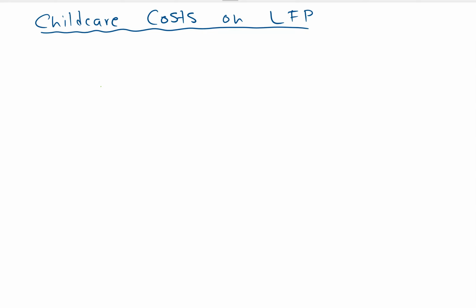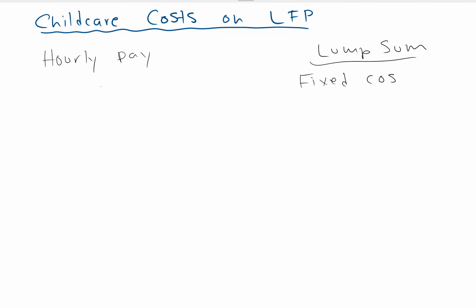Anyways, it's becoming more common for people in general, but I'm still going to model this as mostly affecting women's labor force participation, mostly because that's still the majority of the situation. So how do we model it? There's two ways to model. You can look at it as an hourly pay, or you can model it as a lump sum, which is what we did earlier for the disability. That is like a fixed cost. So let's do it both ways.